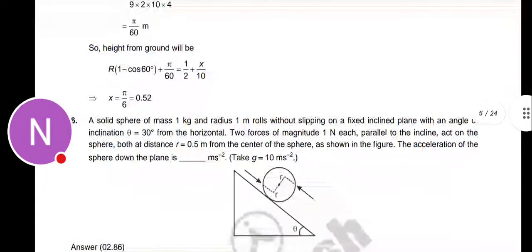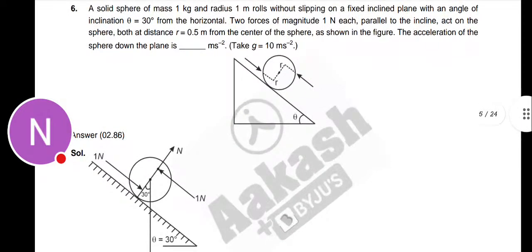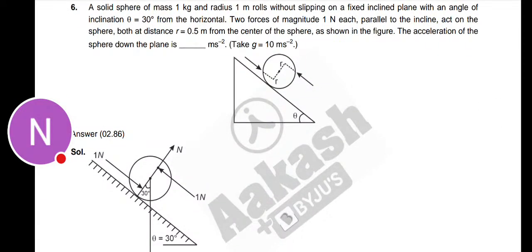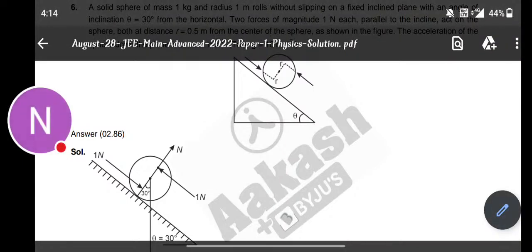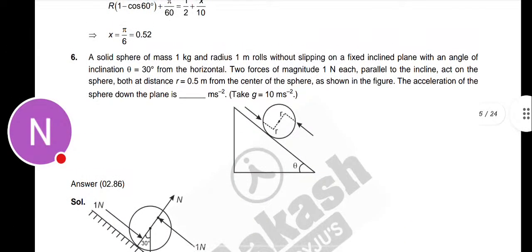So moving on to our next question. Question number 6 they have asked: a solid sphere of mass 1 kg and radius 1 meter rolls without slipping on a fixed inclined plane with an angle of inclination theta equal to 30 degrees from the horizontal.